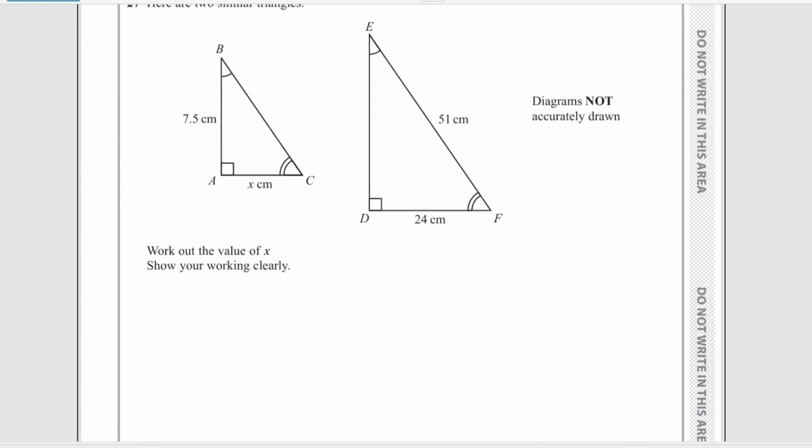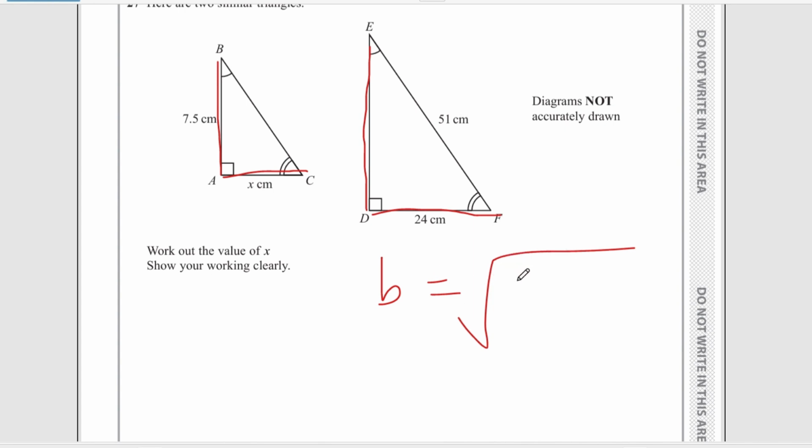Okay, we have two similar triangles here. How do we solve this question? Work out the value of x. So if they are similar, you need this side. You need at least two sides. Okay, so we have x, we have 24. We need either the hypotenuse or this one. So we can easily get this one and compare with this. So how do you get that? You have to use Pythagoras theorem.